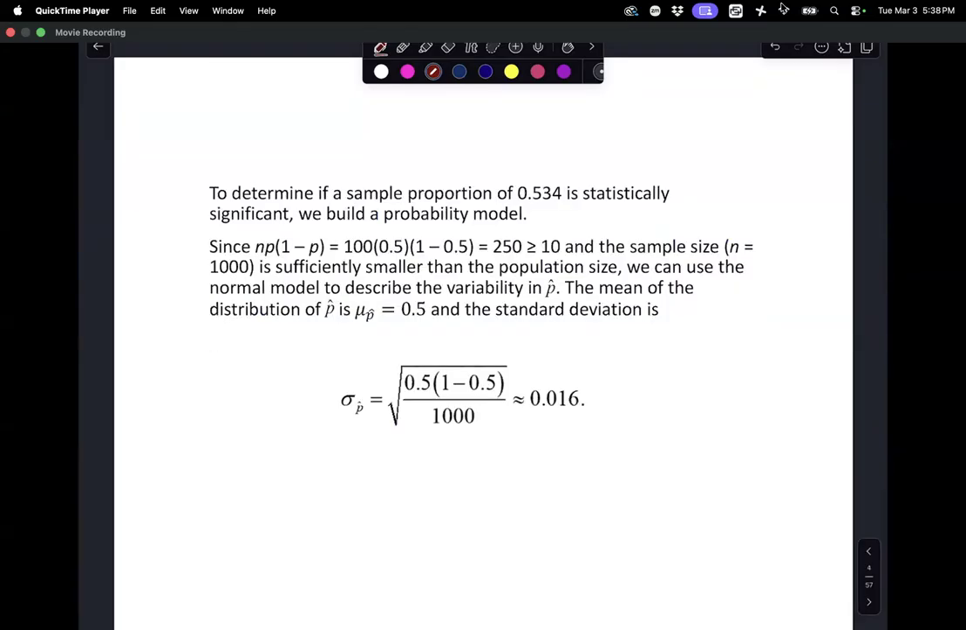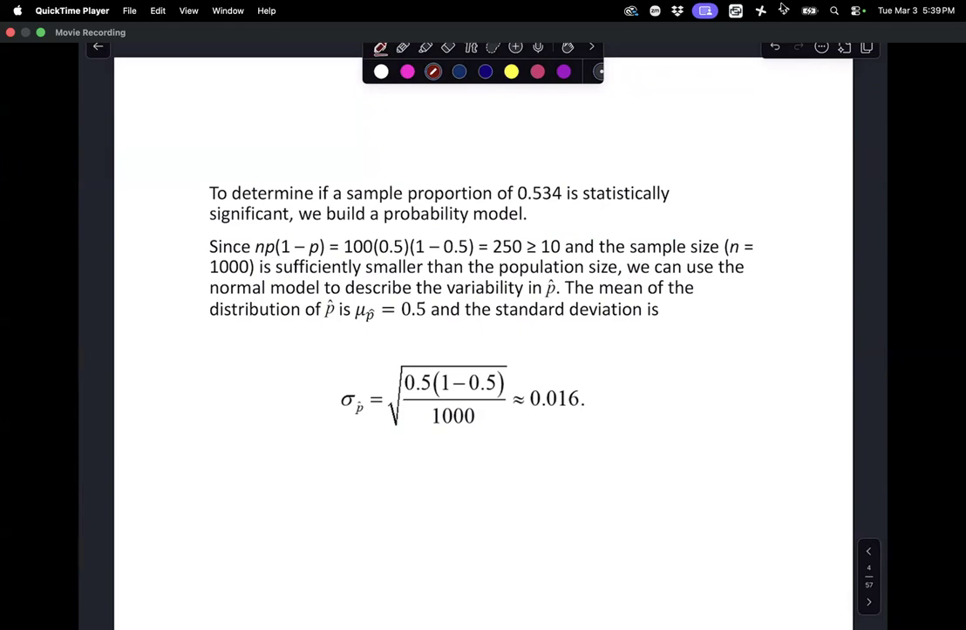All right. So to determine if our 53.4% is statistically significant, we have to build a probability model. First we need to see if np times 1 minus p is greater than or equal to 10. That helps us determine if our sampling distribution is normal. This allows us to determine whether or not we can use this. Then we also have to test, is our sample less than 5% of the population? That's what shows us independence. Okay, so we've got all that. We're normal, we're independent.